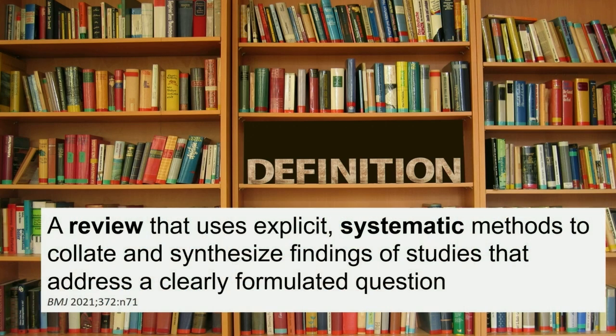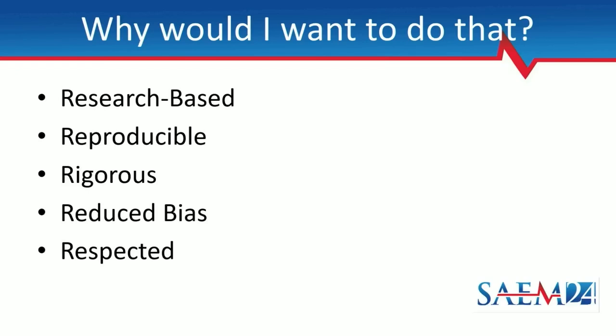We'll talk a little bit about definitions here. A review, in a general sense, would use explicit systematic methods to collate and synthesize findings of studies that address a clearly formulated question. This is a systematic review definition. So the name's in the definition, right? It makes sense. Systematic, meaning it's well structured and there's a system to it. It's reproducible. And it's really a lot of work. There's a lot to do, right? We're going to talk a little bit about the reasons why people do systematic reviews.